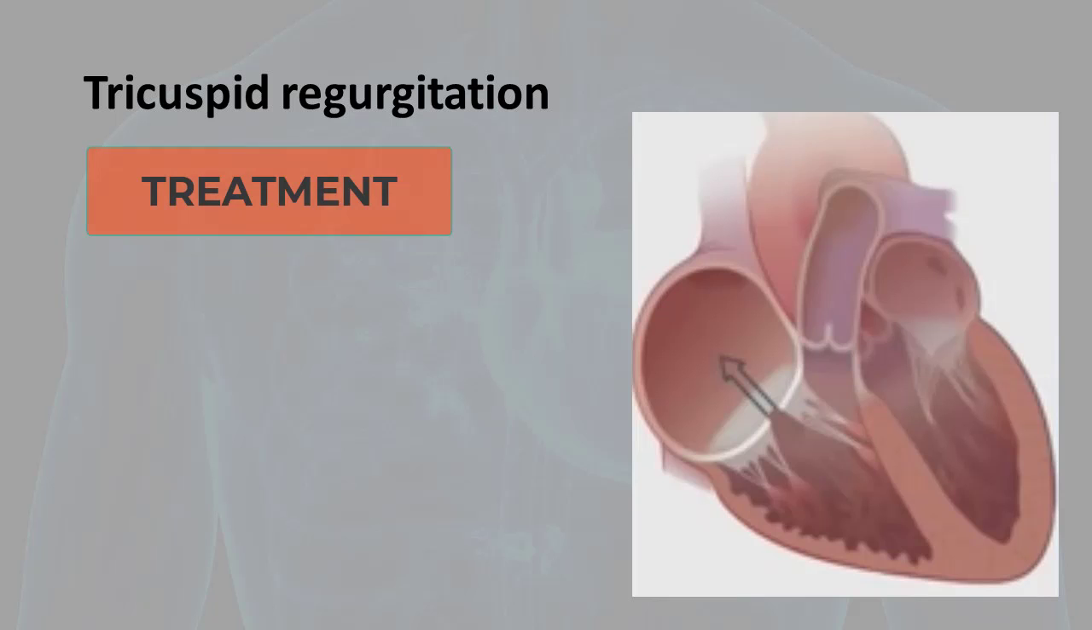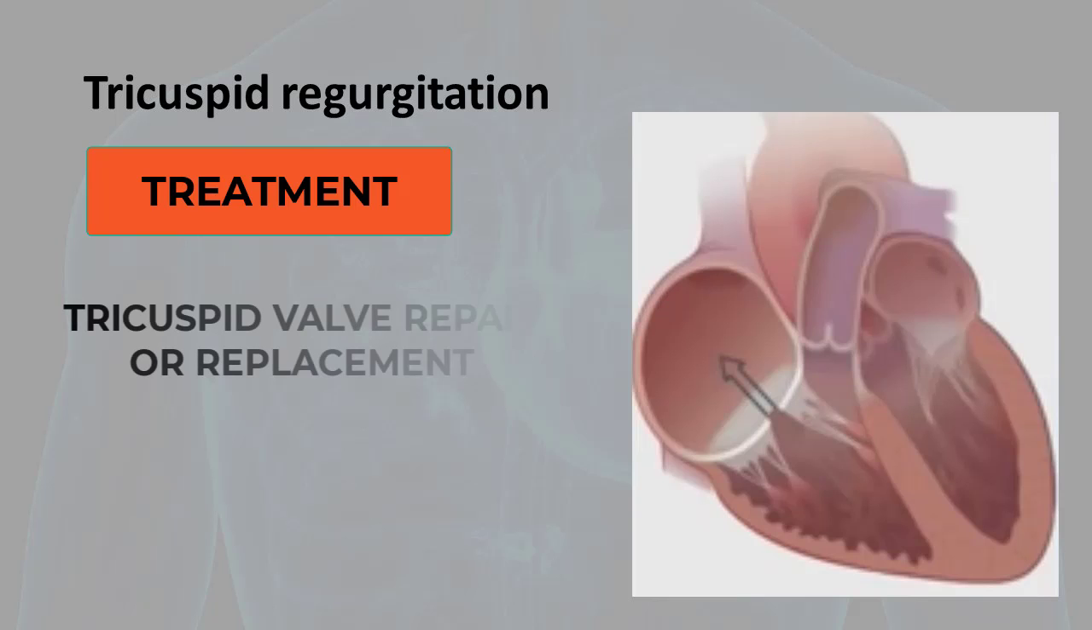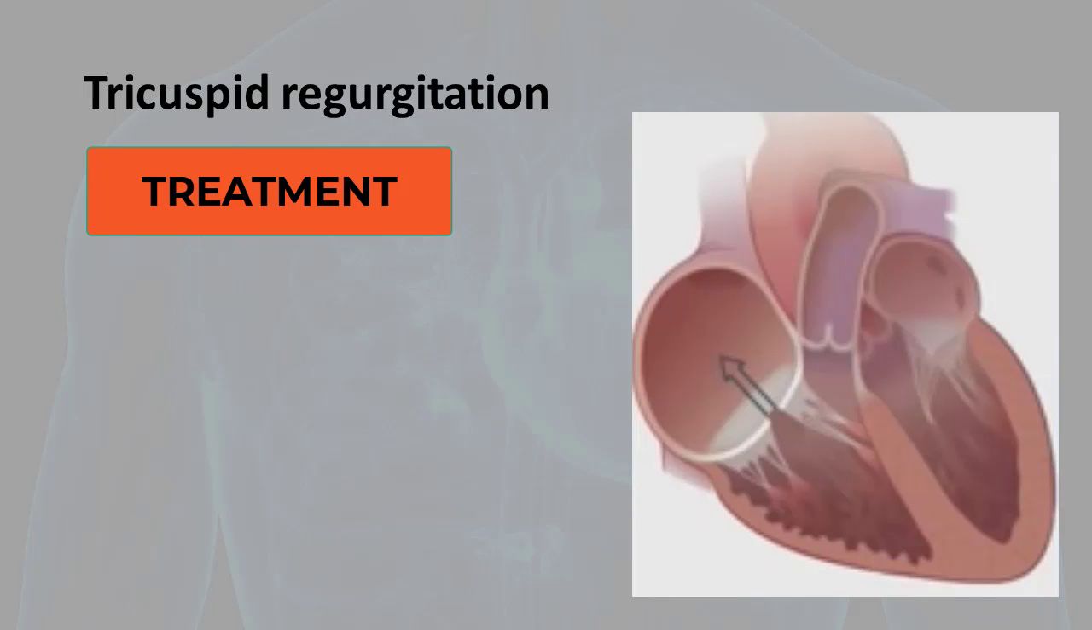The management of tricuspid regurgitation is guided by the underlying etiology and the pathology of the tricuspid valve. Tricuspid valve repair or replacement is recommended for severe symptomatic tricuspid regurgitation. And with this, we have completed the discussion of valvular heart diseases.